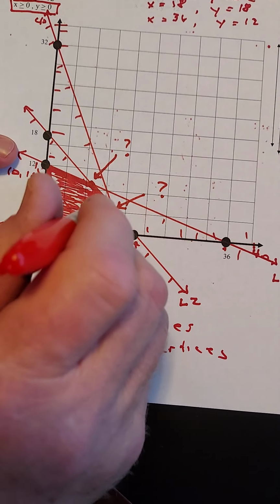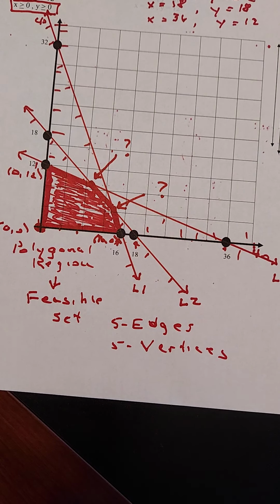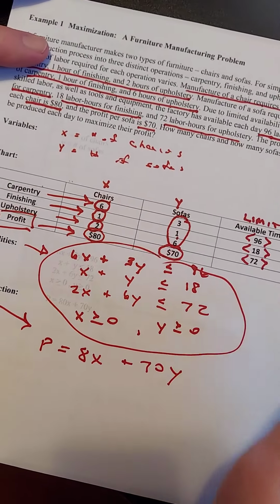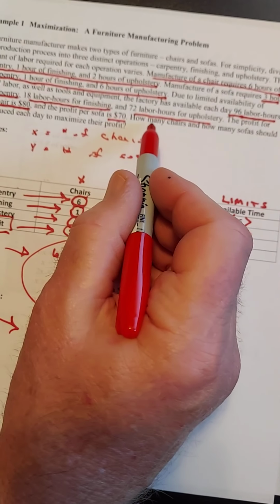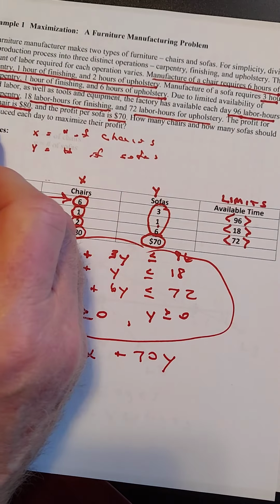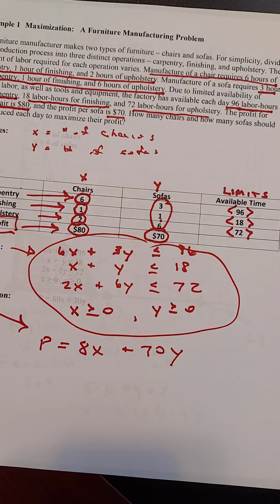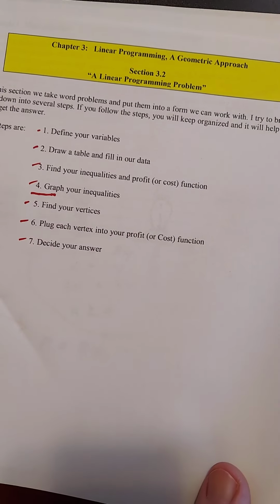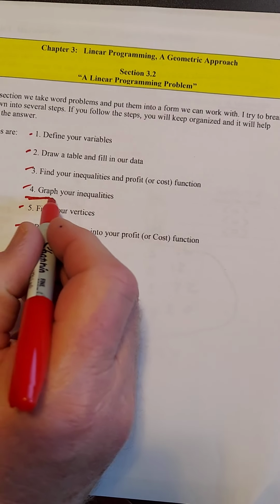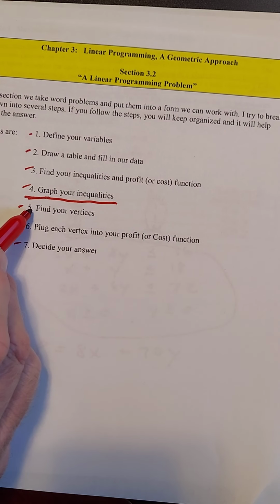And then once you find what those points are, then I'm going to show you how to come up with the actual answer to the problem, which when you go back to the previous page, it said right here, how many chairs and how many sofas should be produced each day to maximize the profit? Okay, to answer that, we got to go to section 3, and that's what I'll do next time. Okay, so real important, make sure you know your steps. And like I said, I only did through here. The next lesson, we'll do that.